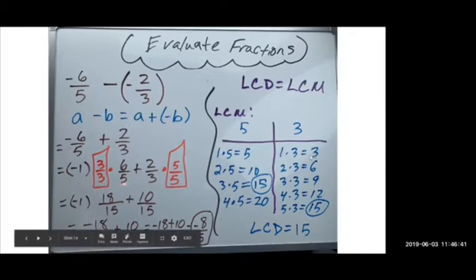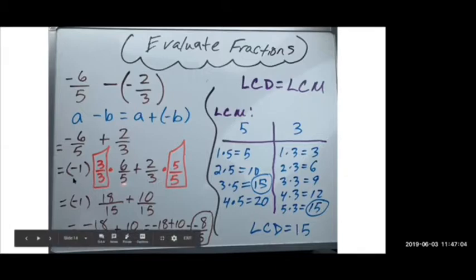Here is the other denominator, 3. 1 times 3 is 3. 2 times 3 is 6. 3 times 3 is 9. 4 times 3 is 12. 5 times 3 is 15. Look, you got to find a way to make this stuff fun. Sing a song, whatever. Dance while you're doing it. I don't care. But make it exciting. Notice we have 15 here and here. So the lowest common multiple is equal to the lowest common denominator, which is 15.